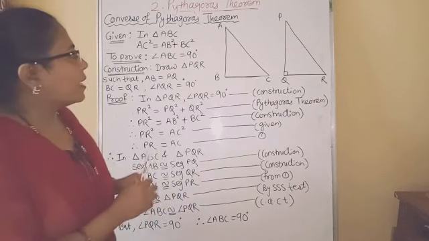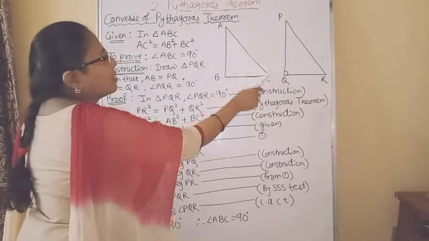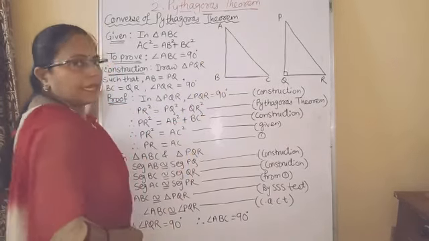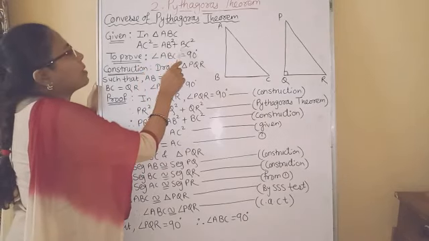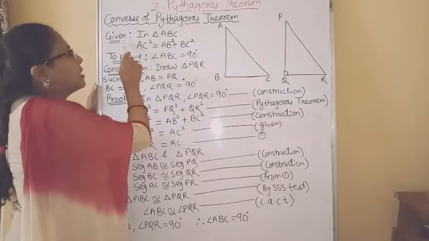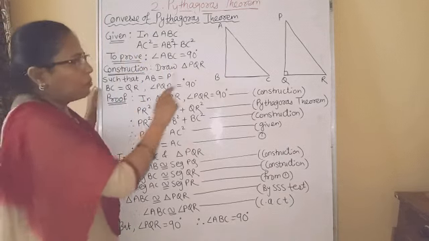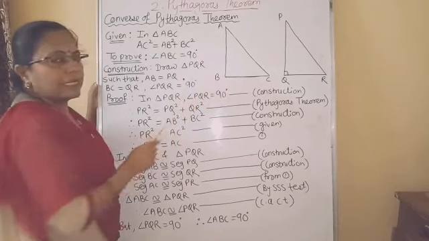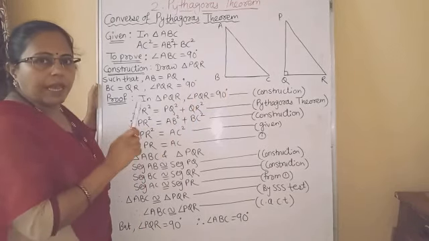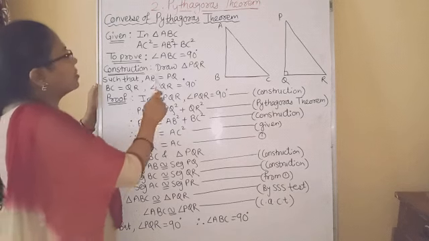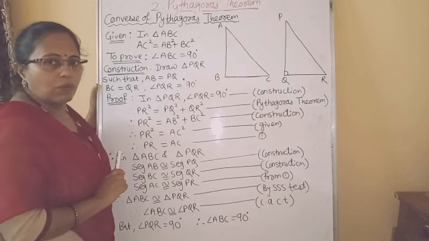Okay, so here we will draw one triangle ABC. In this triangle, AC is the bigger side. So AC square equal to AB square plus BC square. This is given. And what we have to prove? We have to prove that this triangle ABC is right angle triangle. That means one of the angle is 90 degree. Angle ABC is equal to 90 degree. This we have to prove.